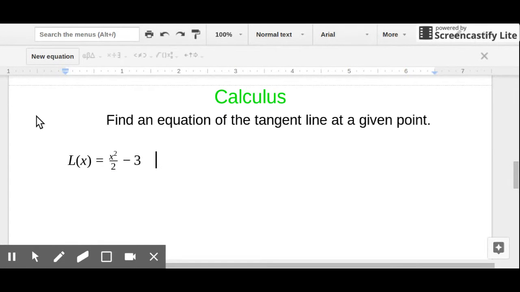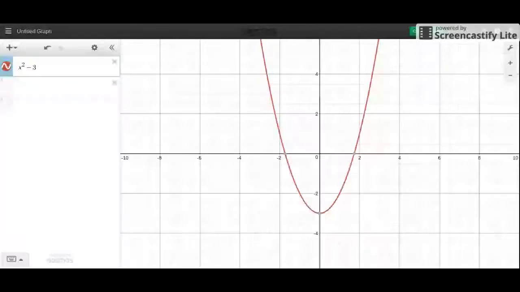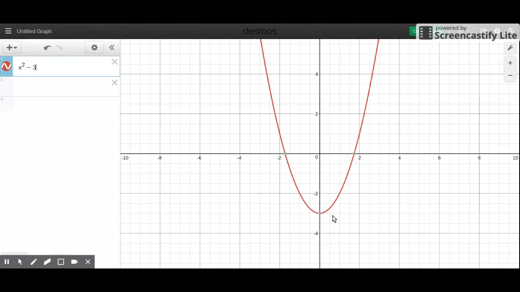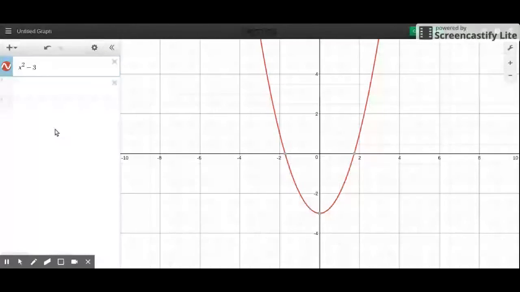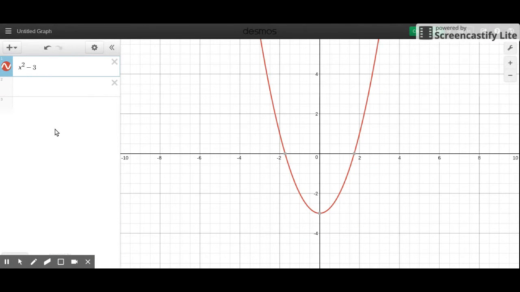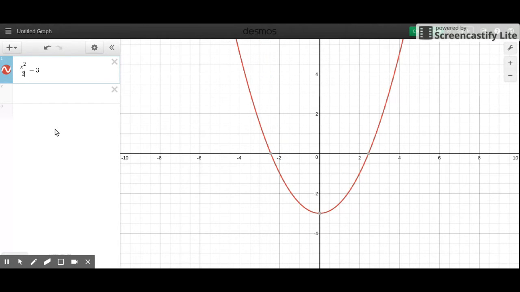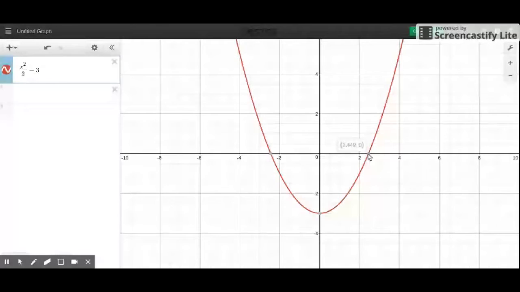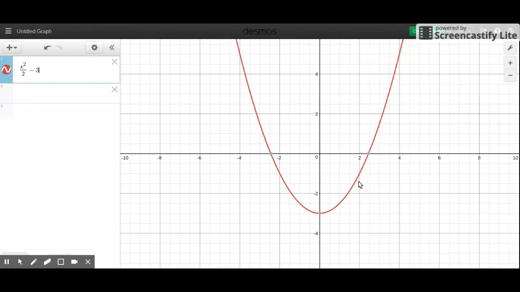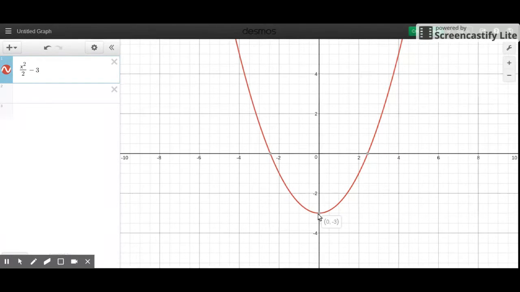Let's look at the graph of x squared over 2 minus 3, and see what that picture looks like. Here's the graph of x squared over 2 minus 3. And let me just pick a point. That's not a good point. Let's pick something, we're just dealing with integers here. What about this? This is a good one here.